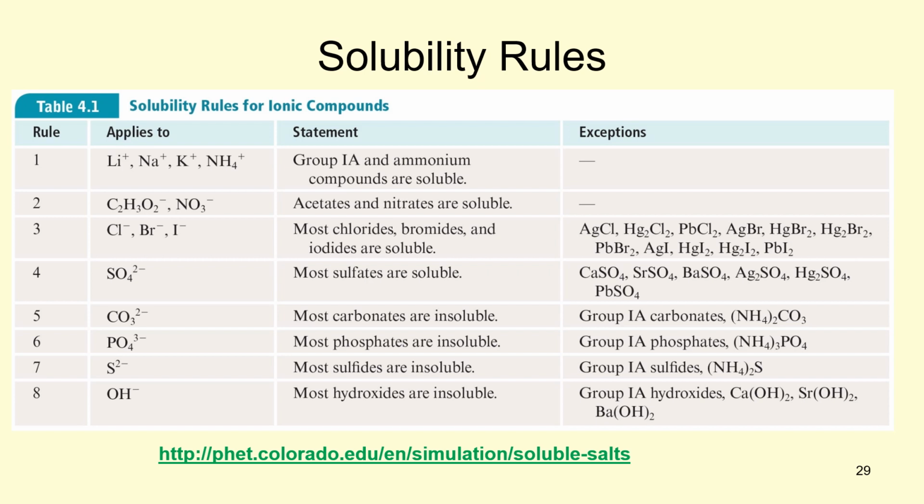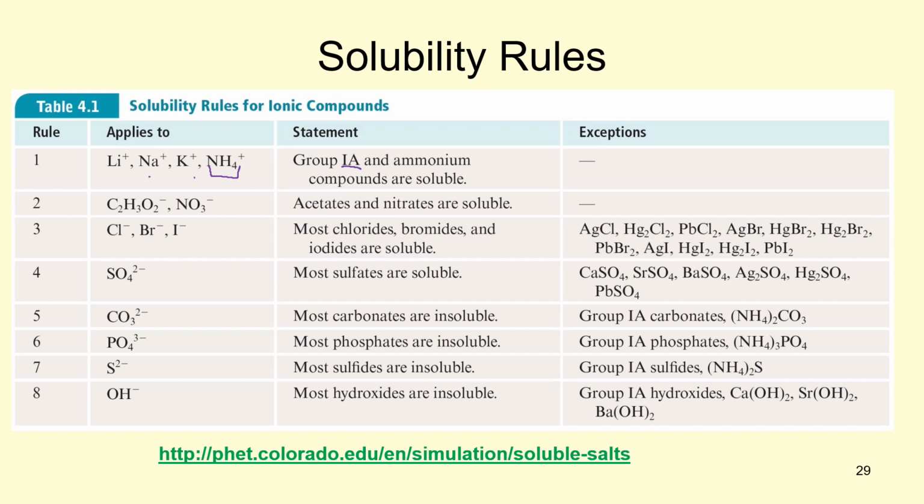Okay, so this is the solubility rules. So let's kind of go through them. So the first rule is that anything that has group 1A positive ions, so lithium, sodium, potassium, and then including ammonium, NH4, they're always soluble. It doesn't matter what the negative ion is. If one of these is the positive ion, they will always dissolve. There's no exceptions. In a similar way, if you have the acetate ion or the nitrate ion, no matter what positive ion they're paired with, they will always dissolve, so no exceptions.